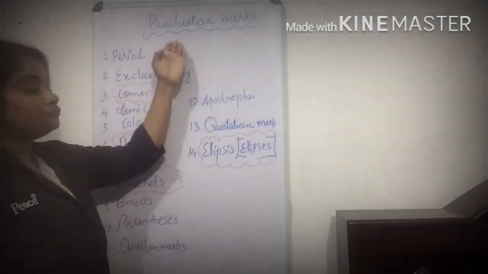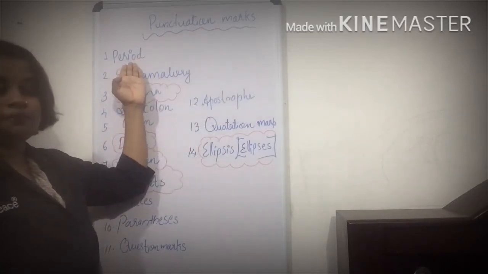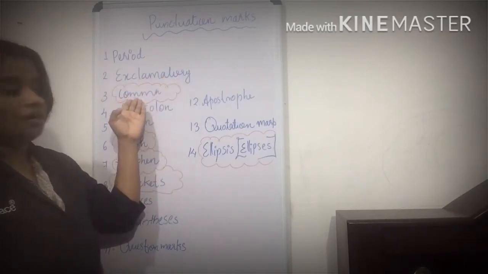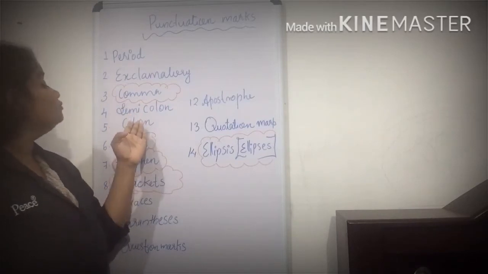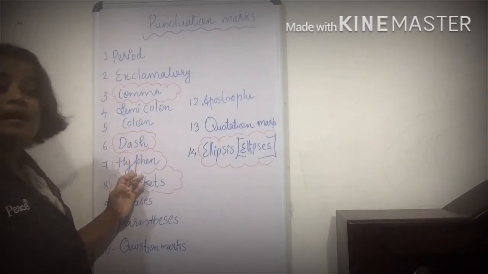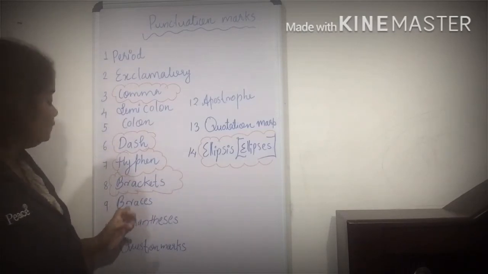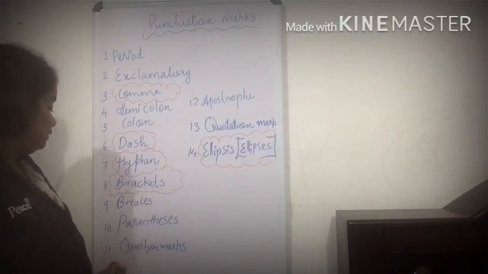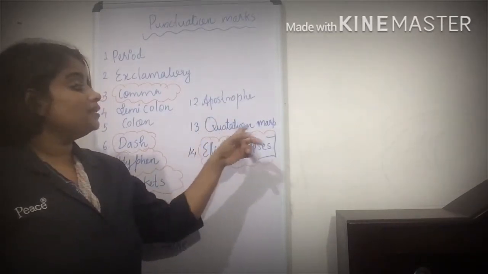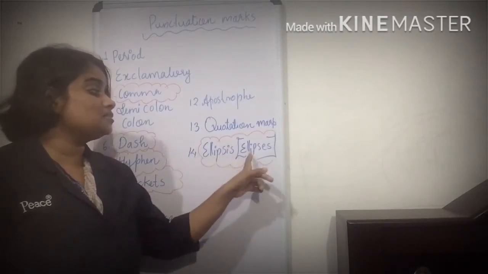At first, look at the board, you can see the punctuation marks. The first one is period or the full stop. Second one is exclamatory mark. Third one is comma. Fourth one is semicolon. Fifth one is colon. Sixth one is dash. Seventh one is hyphen. Eighth one is brackets. Ninth one, braces. Tenth one, parenthesis. 11th one is question marks. 12th one is apostrophe. 13th one, quotation marks. 14th one, ellipsis. The plural form of ellipsis is ellipses.